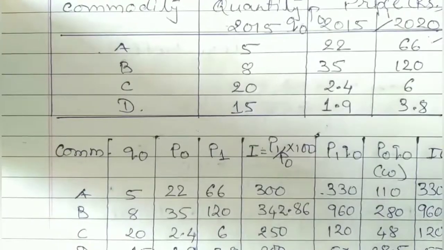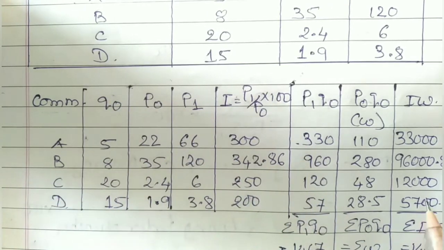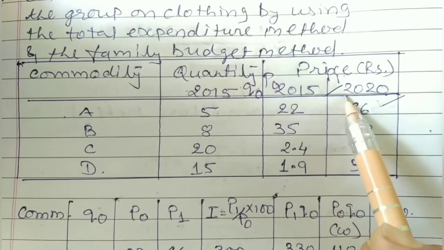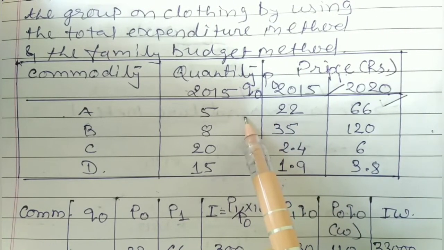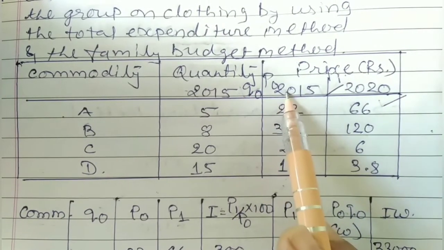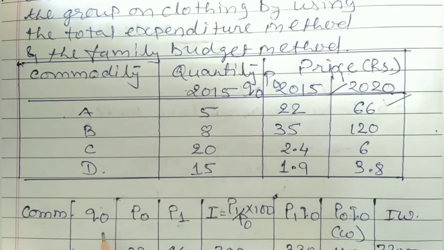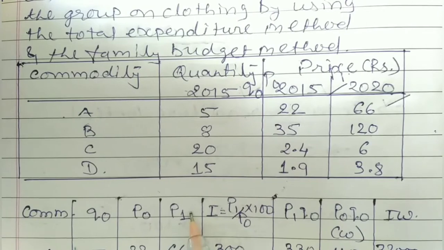Now let us make a calculation. As two questions are asked in one example, you are not supposed to prepare different columns. To save time, it can be prepared in one calculation only. So which are those columns? As current year's price, base year's price and base year's quantity are given, the formula which you are going to apply is sigma P1 Q0 upon sigma P0 Q0 into 100. That's why the columns which you are going to prepare are first Q0, second price of base year, that is P0, and P1, that is price of current year.